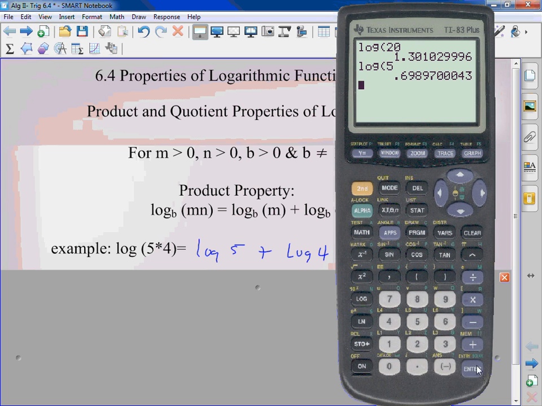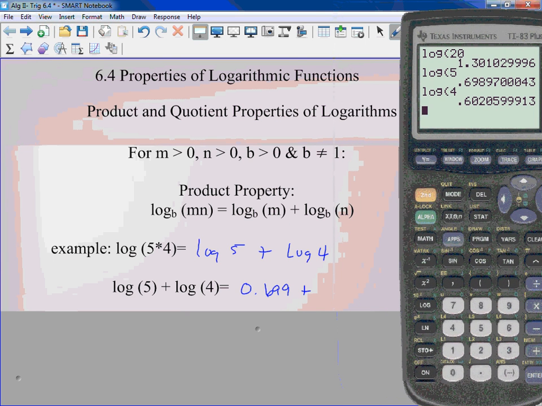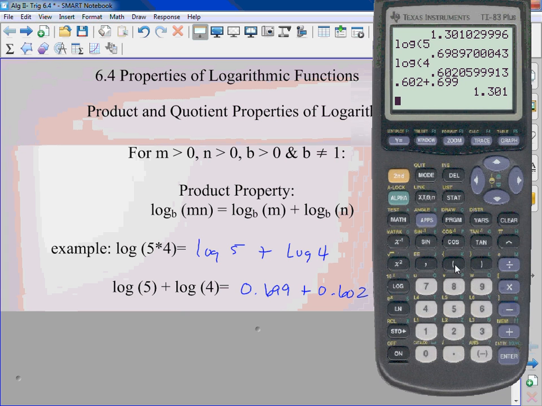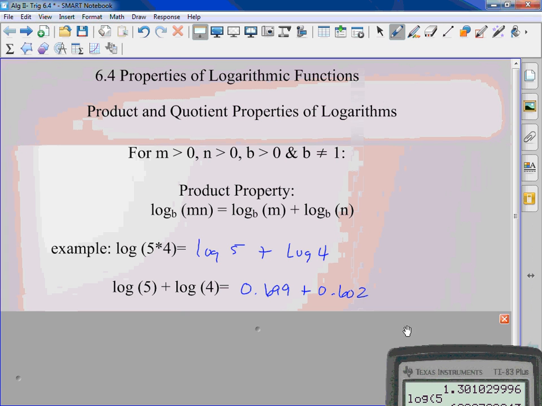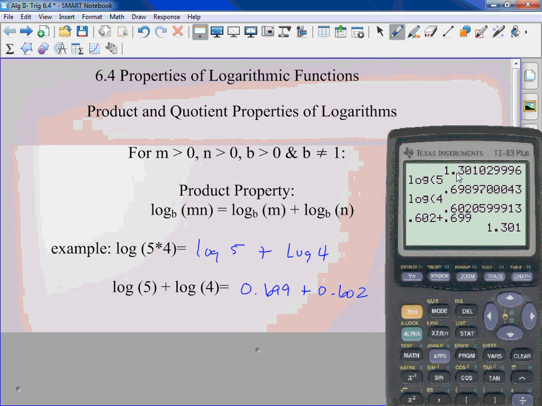Log of 5 is 0.699. Log of 4 is 0.602. If I add these two together, what do you get? Same exact thing. The only difference is mine's rounded. That's what the log of 20 is.